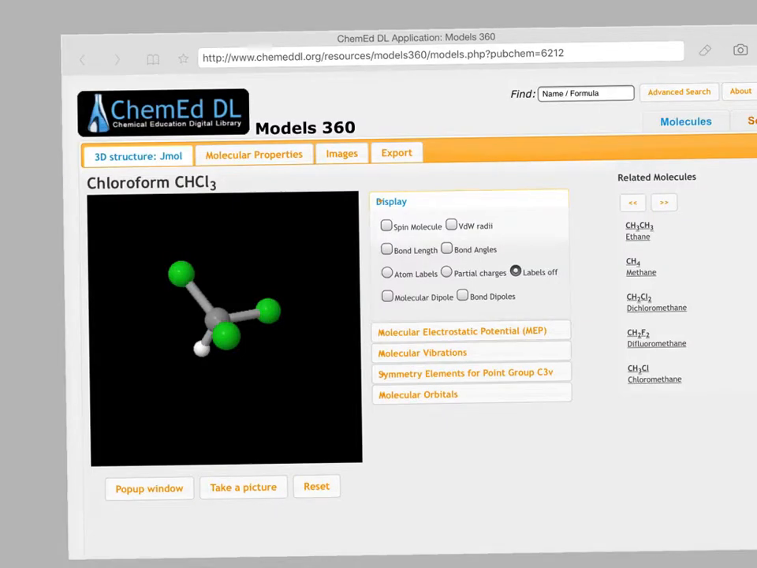And so the bond dipoles don't look correct on here. They should be going with the chlorines, I think. And it's just drawn wrong. I don't know, it's very strange.